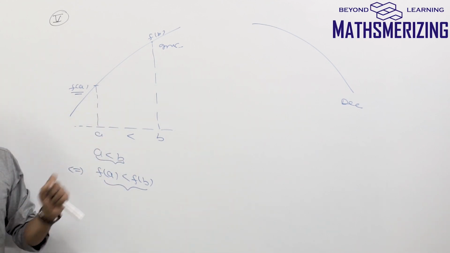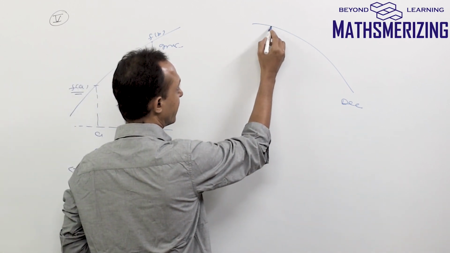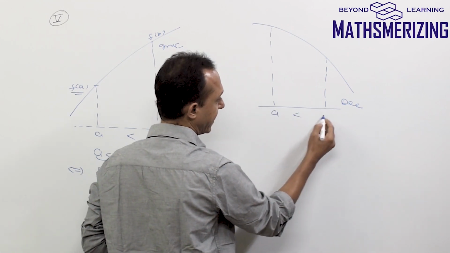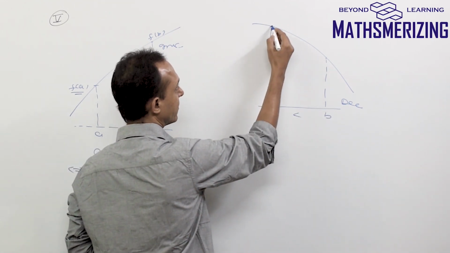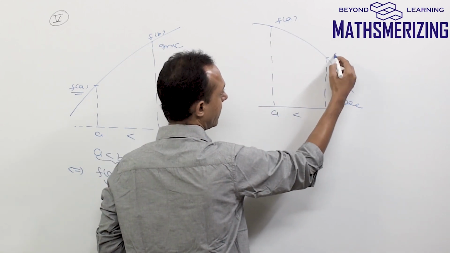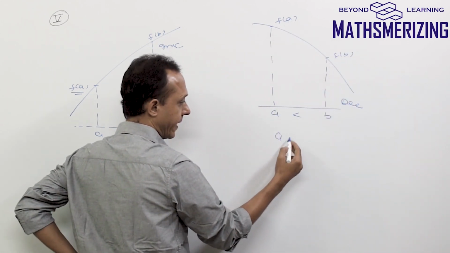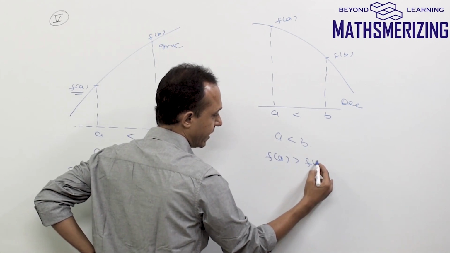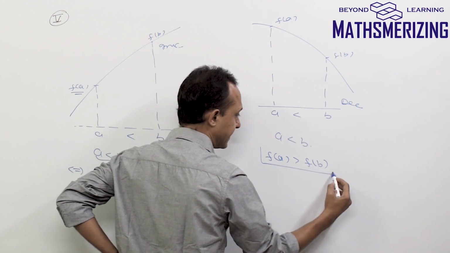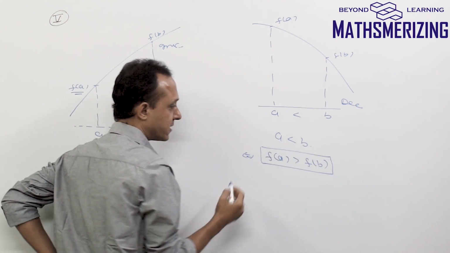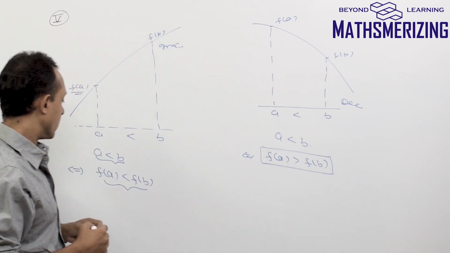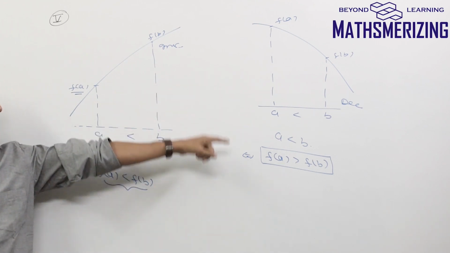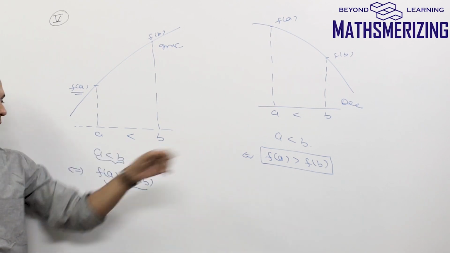But whereas in the case of a decreasing function, suppose I have again two numbers a and b. So a again lies on the left of b. So a is less than b. Now this is your f(a) and that's your f(b). So a is less than b, but then value f(a) is actually greater than value f(b). So in case of a decreasing function, sign of inequality reverses. In case of increasing function, sign remains the same. In case of a decreasing function, sign reverses.